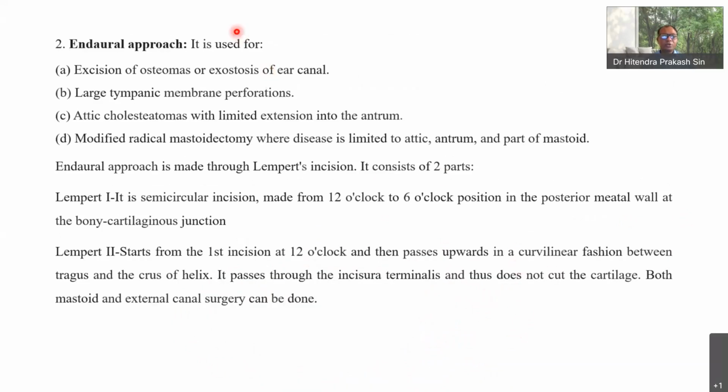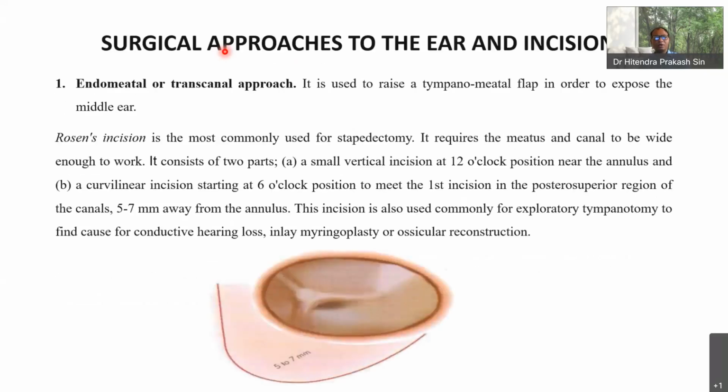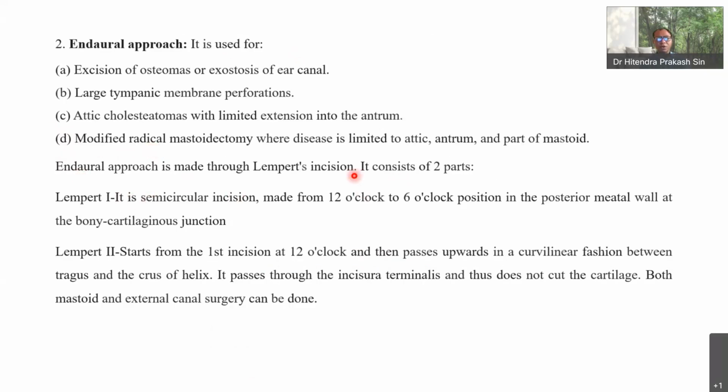Now, the next approach is endaural. Endaural is used for excision of osteomas or exostosis of the ear canal, for large tympanic membrane perforations, for attic cholesteatomas which have limited extension into the antrum, and for modified radical mastoidectomy where the disease is limited to attic, antrum, or superior part of mastoid. This transcanal approach is made through Rosen incision. Endaural approach is made through Lempert's incision.